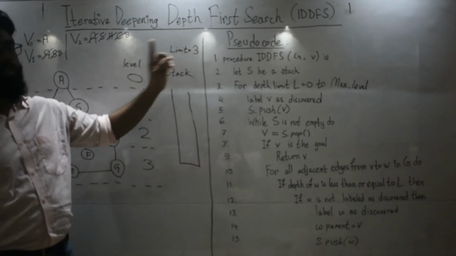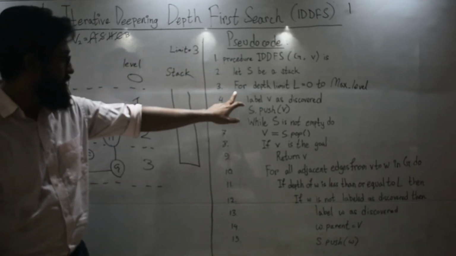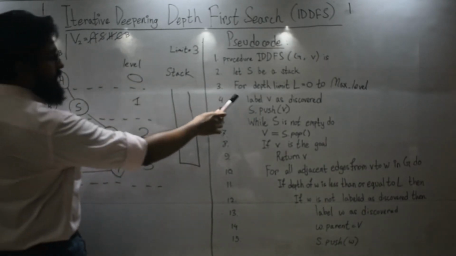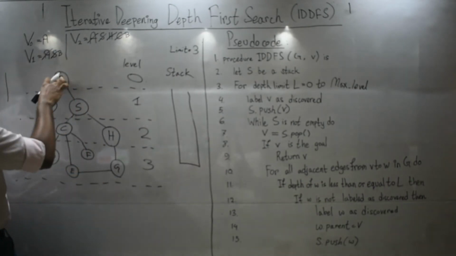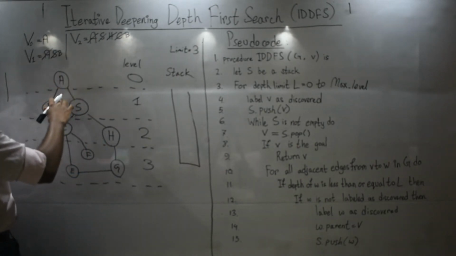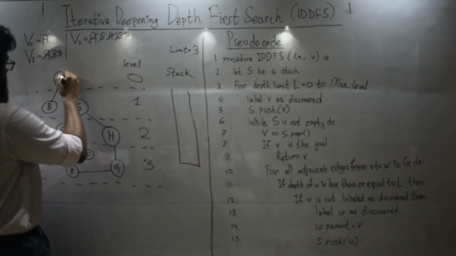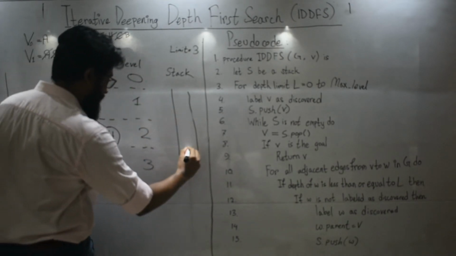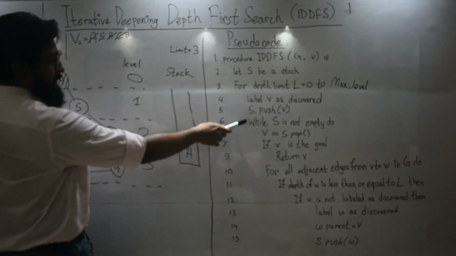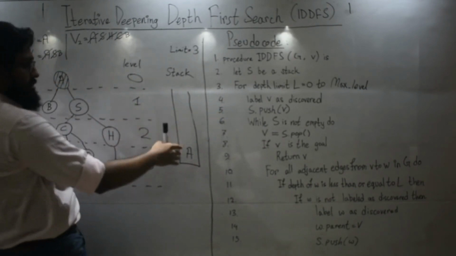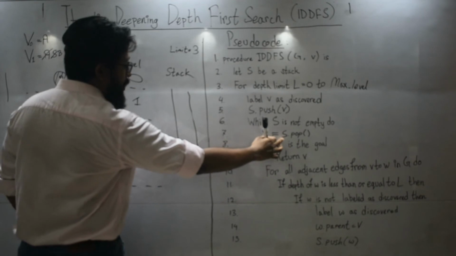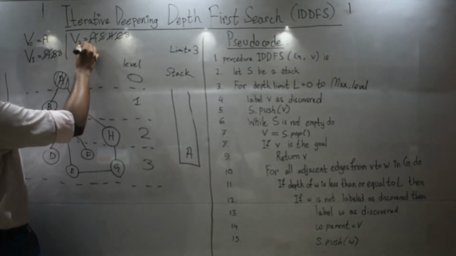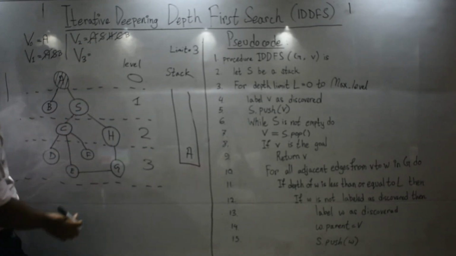Okay, now I have a limit of 3, and again I will start from line number 4. Okay, so let's begin. Label V as discovered. So this is V currently. Okay, so I will discover it. After that, push V. So let's push whatever is this, A. Now I will enter this loop. While the stack is not empty, it's not empty, pop whatever is on top of the stack, place it in V. So let's draw another V, this time V3.